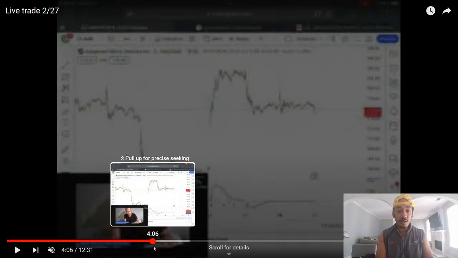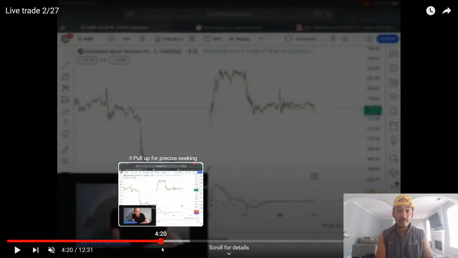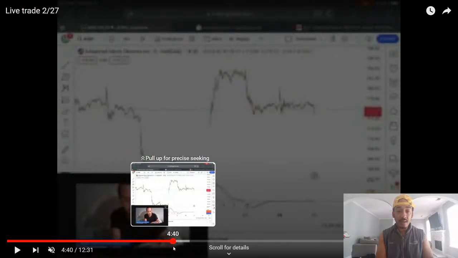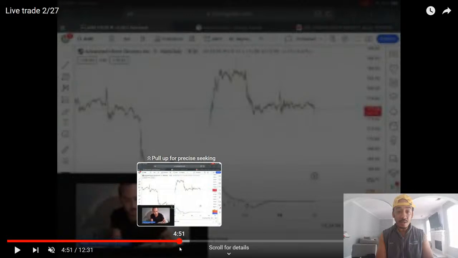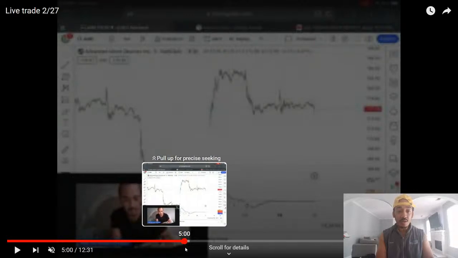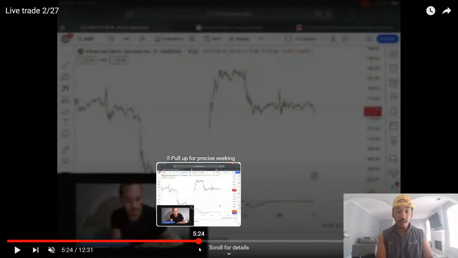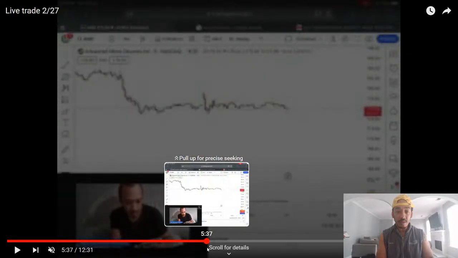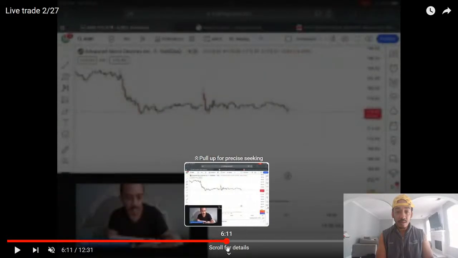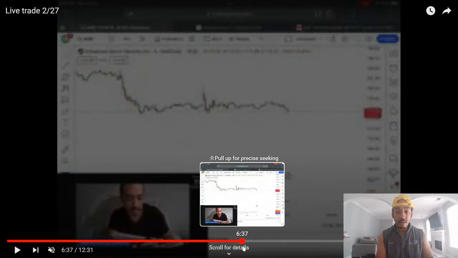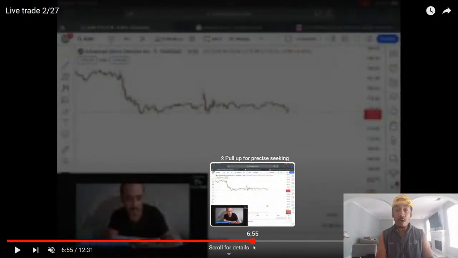So this trade wasn't really based off of any indicator or anything like that. I just had a suspicion, which you shouldn't really trade like that, to be real. But I had a suspicion, and I just went with it.